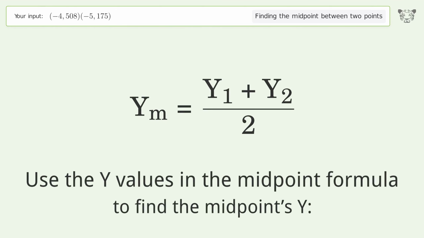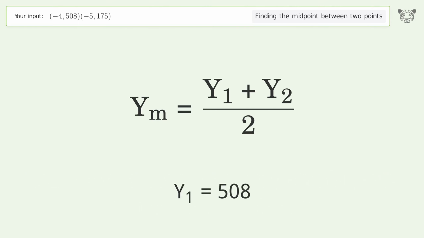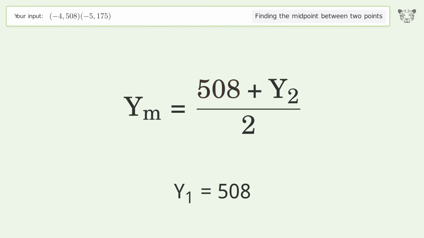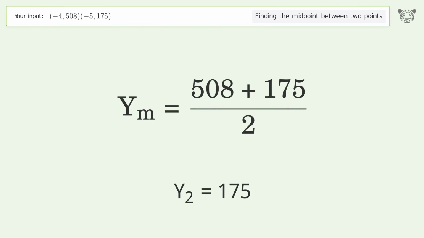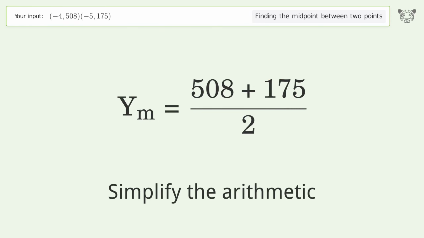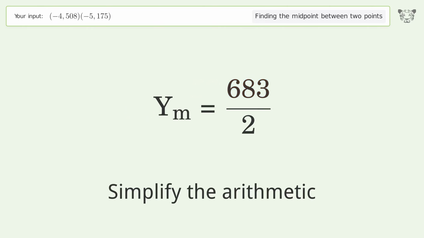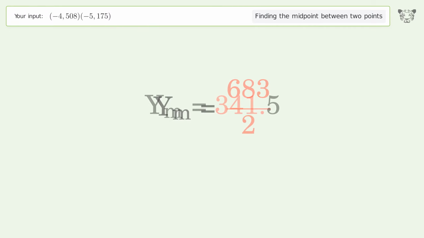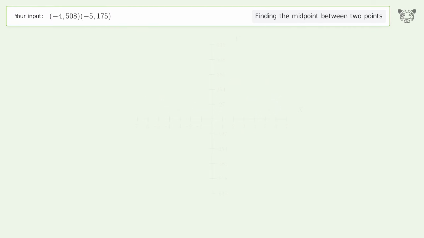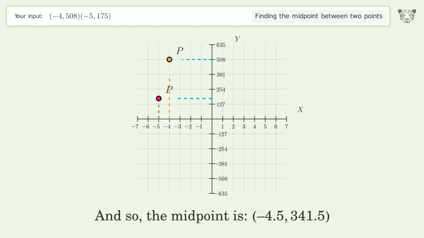Use the y values in the midpoint formula to find the midpoint's y. y1 equals 508. y2 equals 175. Simplify the arithmetic. And so, the midpoint is -4.5, 341.5.